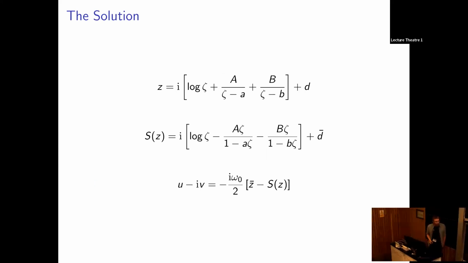Right, so now let's show you some of these solutions. This is just to illustrate how simple this is. All of these solutions are just constructed from 3 simple formulas: the map, which tells us where the free surface is, the Schwarz function, and the velocity field, which you can get the streamlines from. 3 very simple formulas.